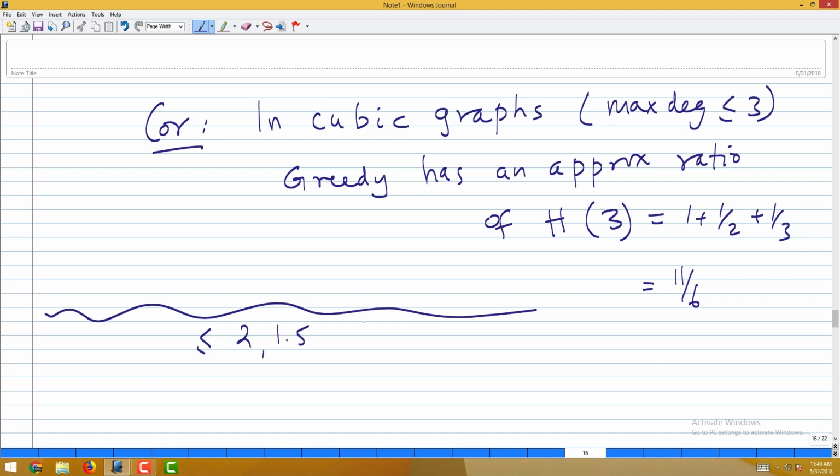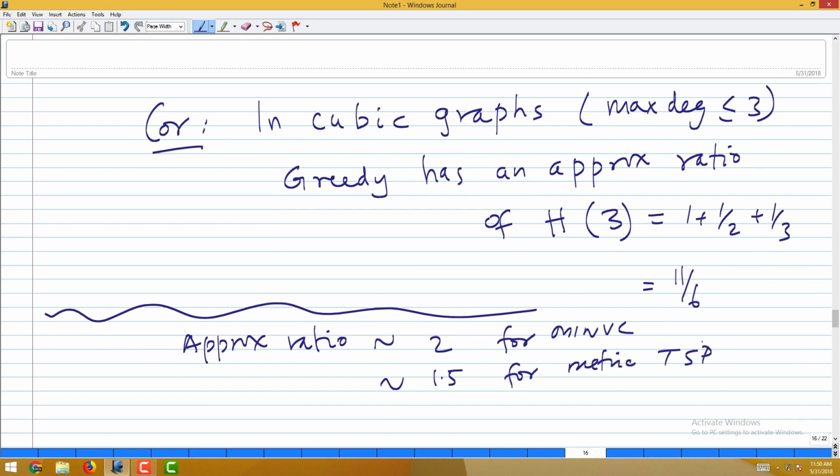So, we have seen approximation ratio 2 for minimum vertex cover in general graphs, 1.5 for metric TSP, and also for makespan today we saw. And log n for set cover, and something like 11/6 for cubic vertex cover.